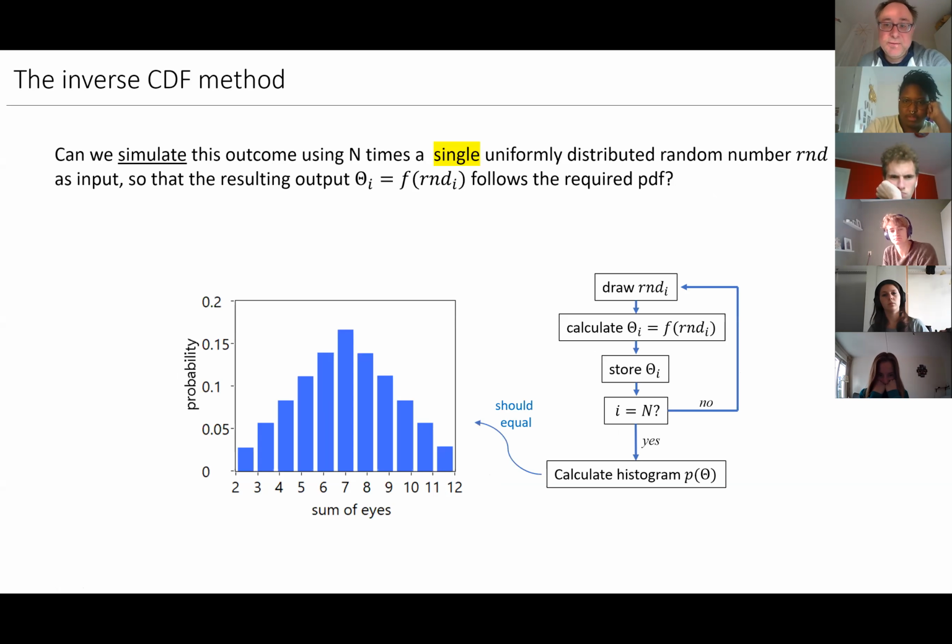So the recipe for the computer would then be to draw such a random number first, then do some kind of transformation to convert that random number into a value of theta. We would store that theta in memory and repeat this process until we have a specified number of values of theta. And then we would calculate the histogram of all these random thetas, and that histogram should then be equal to this required probability density function.